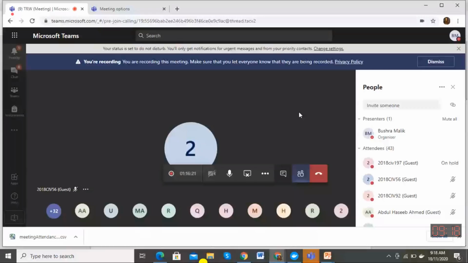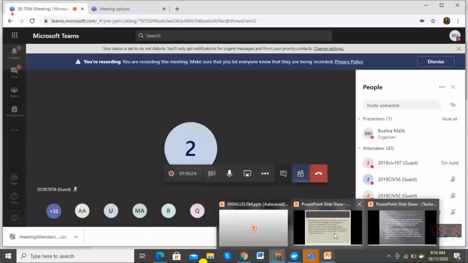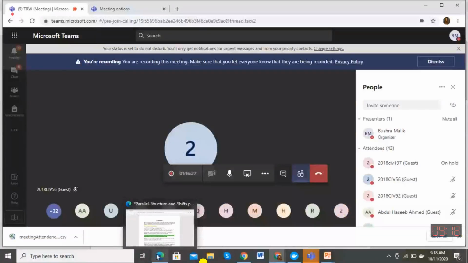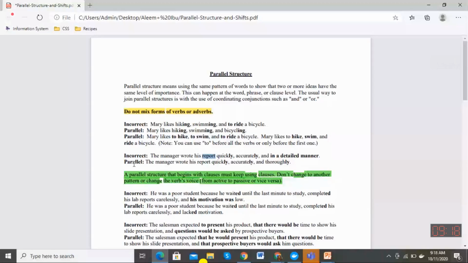So why am I repeating or revising this? Because in your parallelism you need to know all these things. So we talked about this change of class here. Mary likes hiking, swimming, and to ride a bicycle. So rather than writing finite or non-finite verbs, we could write it like this: Mary likes hiking, swimming, and bicycling.